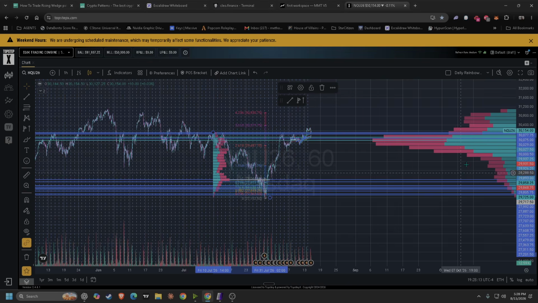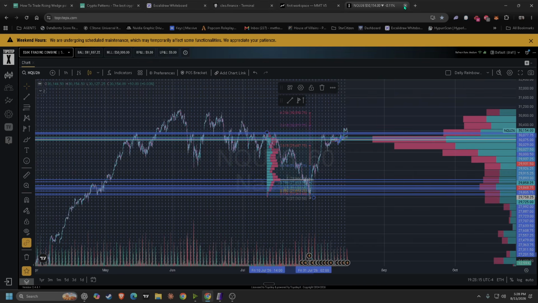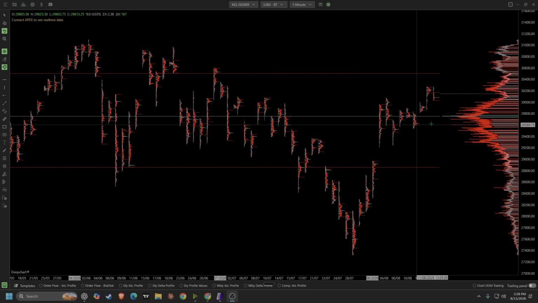Any range, you can see over here on the right. So at the end of the day, it's just a way to show you where most of the volume has been traded in a certain time period. And that's pretty much it.